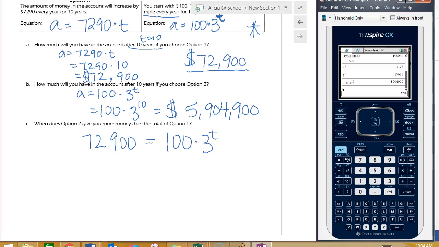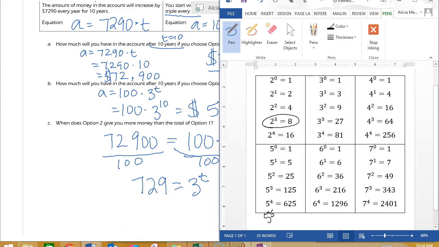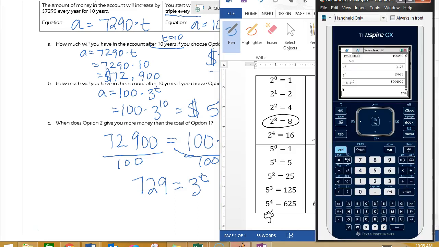I'm going to simplify it, so I need to solve for that variable, which is my exponent, which means I need like bases, and my variable needs to be by itself. So I have to divide by 100 on both sides. It gives me 729 equaling 3^T. I need to find like bases here, so I'm going to pull up my powers cheat sheet and look at bases for 3. The highest base here is 3 to the 4th power, so maybe we need to check out what 3 to the 5th is. 3 raised to the 5th power is only 243.